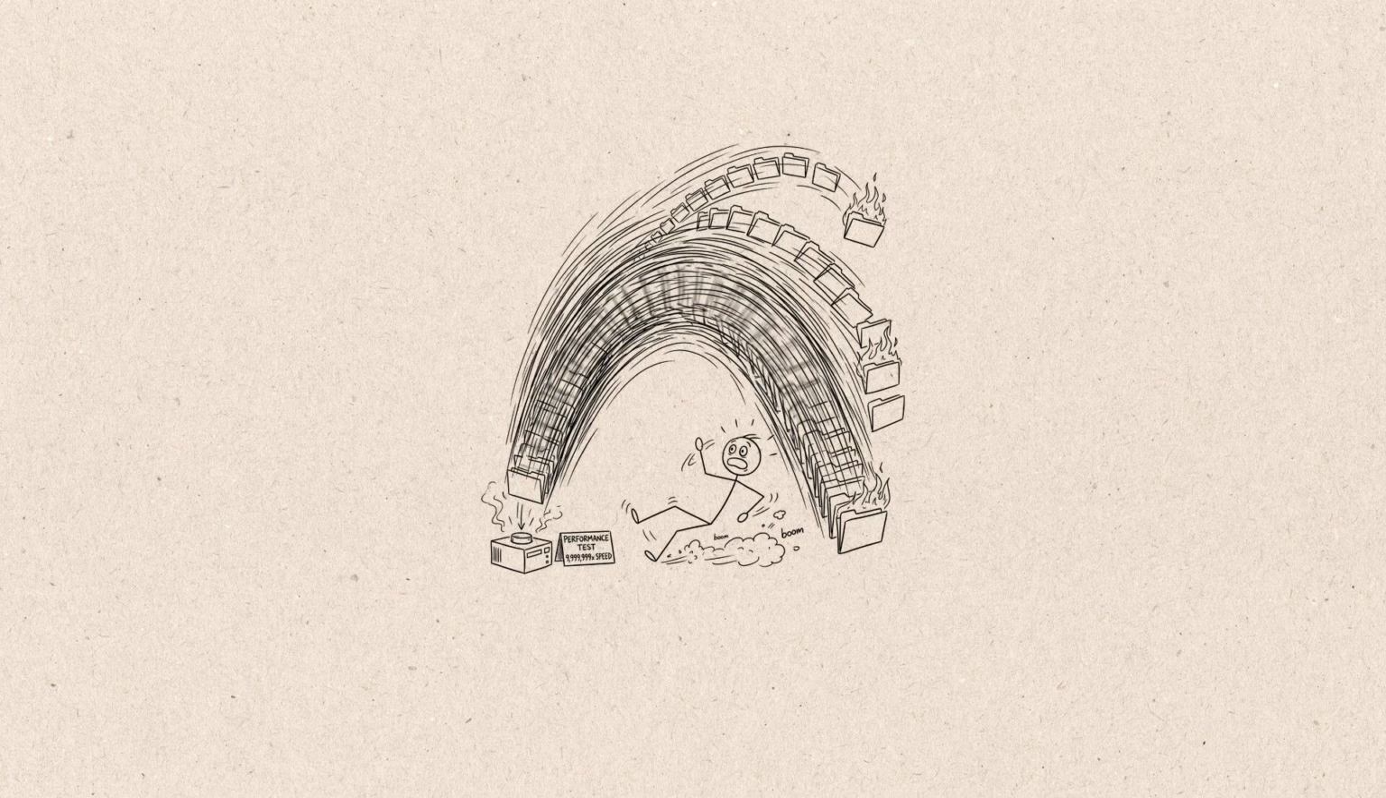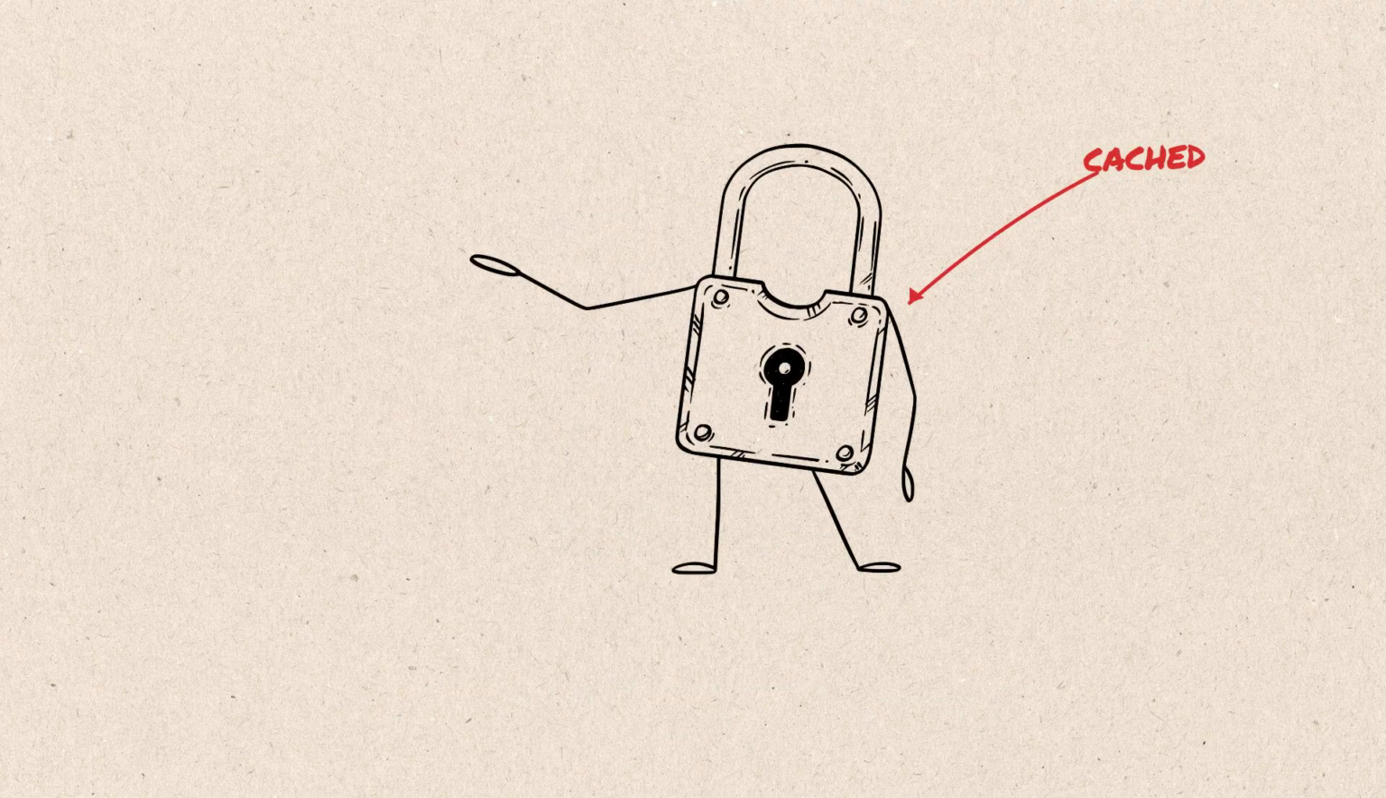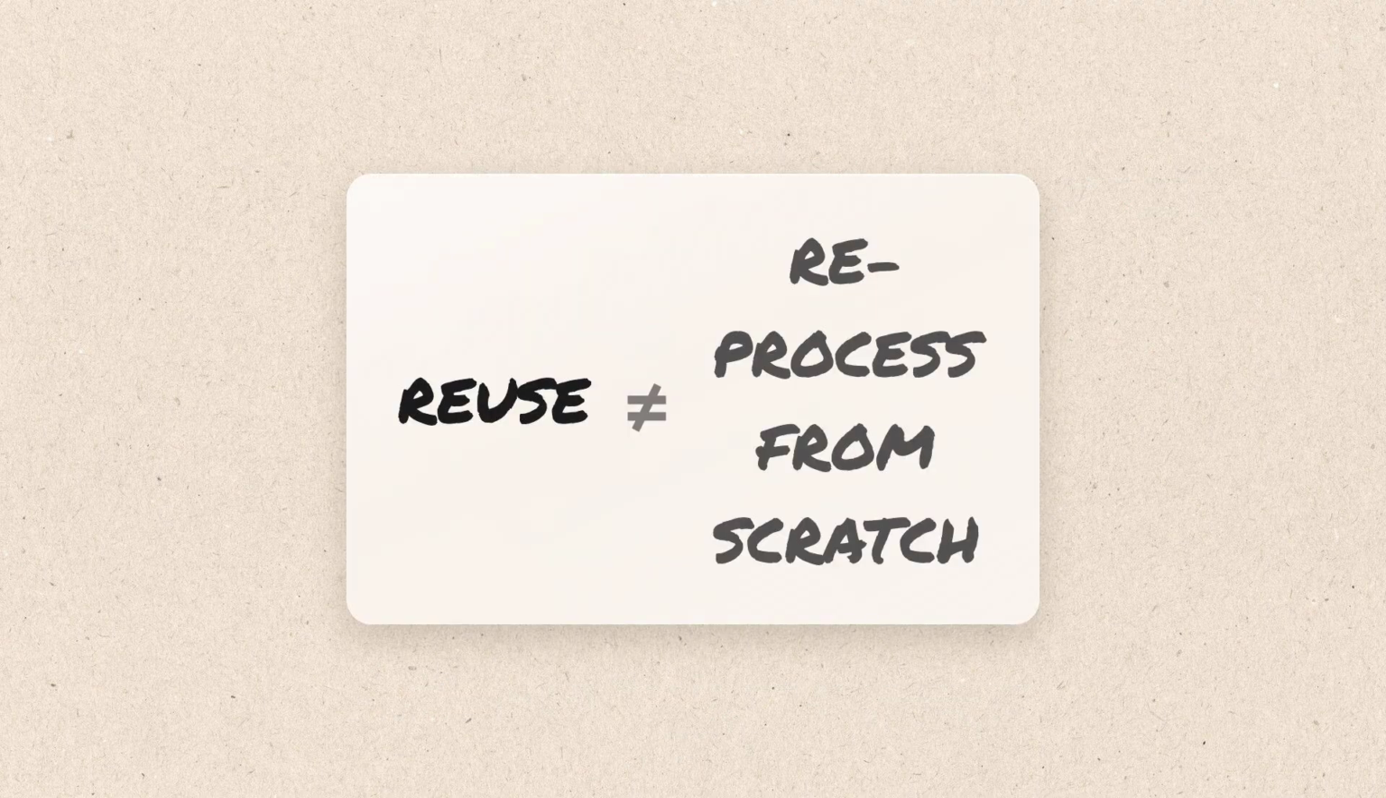Drop in 10 files, 20. It doesn't matter, the limit is per file size, not how many you throw in. Once they're in, they're cached. That means reusing them later doesn't quietly eat into your usage every time. Not reprocessing the whole pile from scratch on every question.